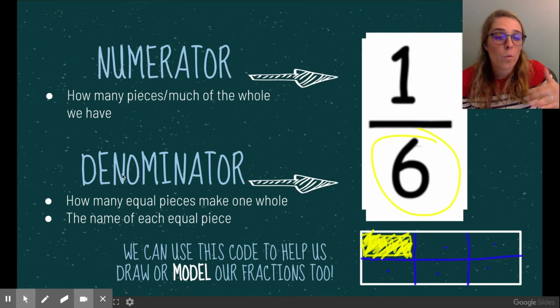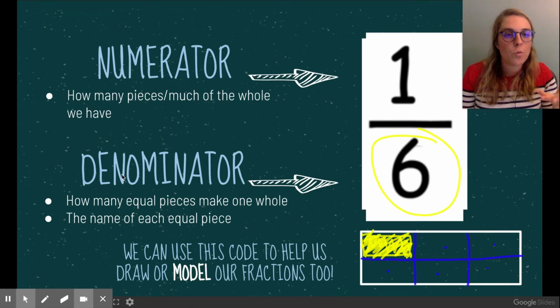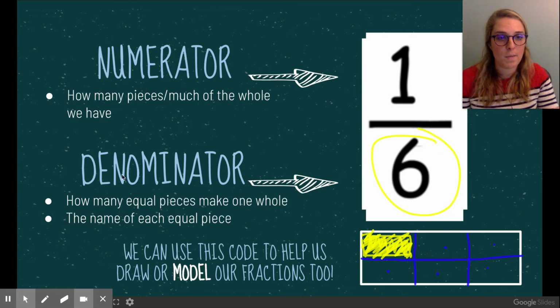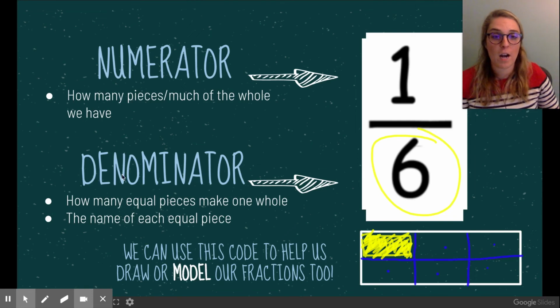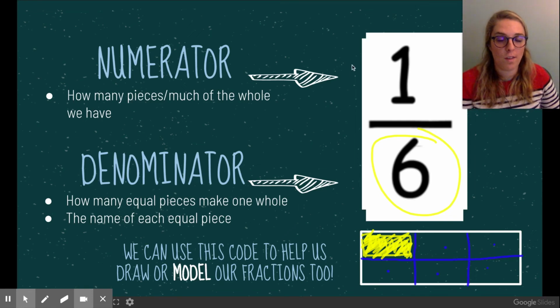So we just reviewed not only the basic components or the basic parts of a fraction, but we also reviewed how to read fractions like a detective, like the code of them, in order to get a lot of important information. Let's apply these learnings now to our guided practice.